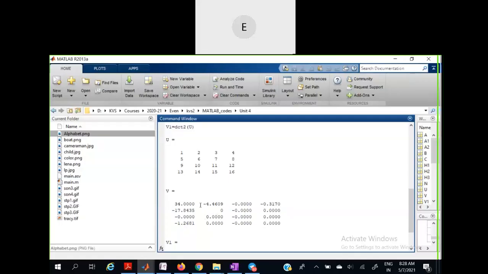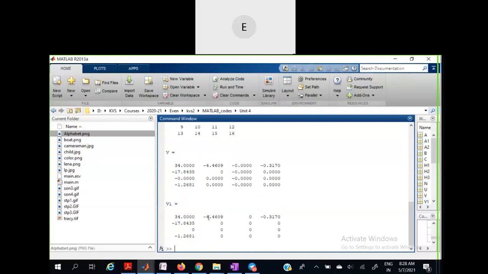Now I also said I can use the DCT2 command to find it directly. That is what has yielded this. Compare them, both of them are the same. Is it clear what I have done? Can somebody respond? Yes, sir.